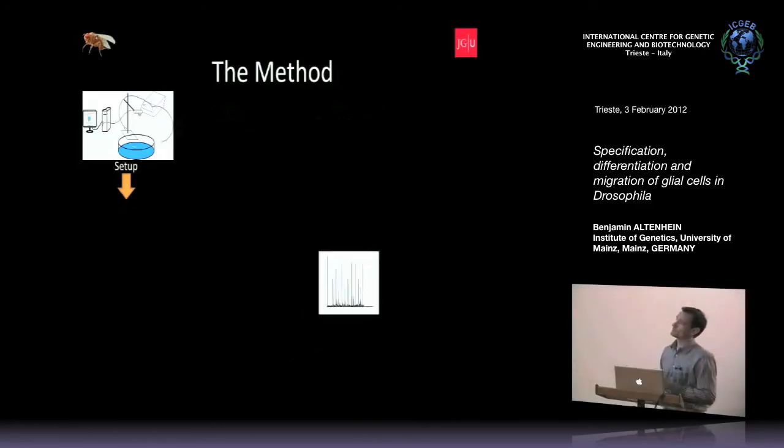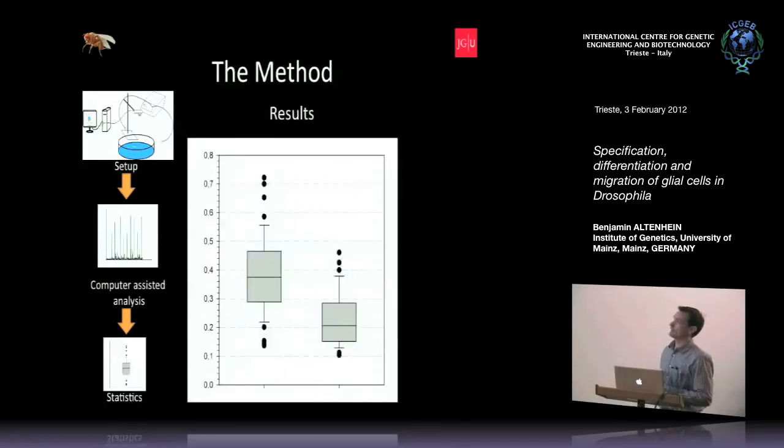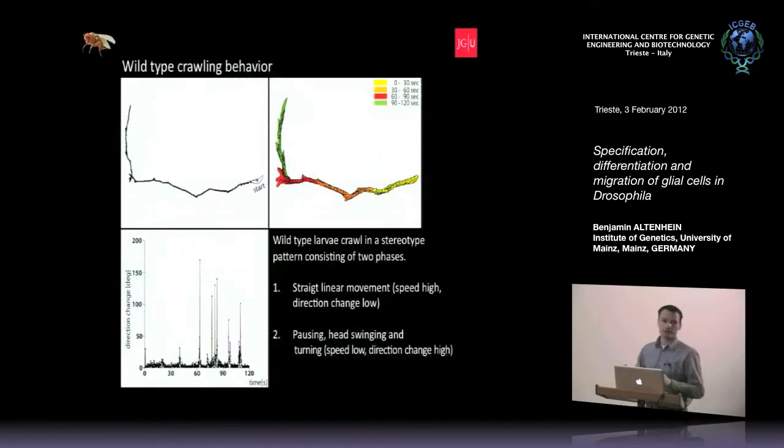We started, of course, with wild type, and then we have a statistical analysis of the putative phenotype. So how does the larva behave in this setup? And in the end, we come up with the results, and I'll show you some, because we did actually find a phenotype in the Nazgul mutants.